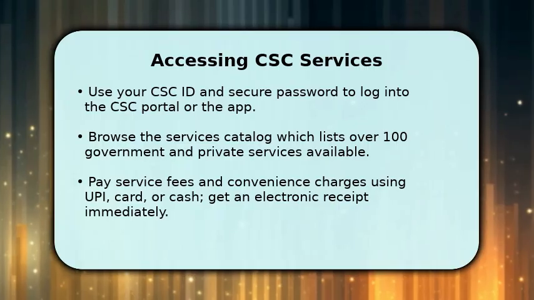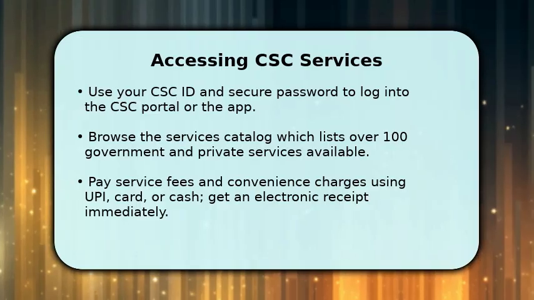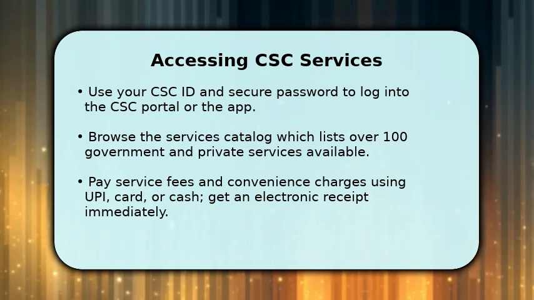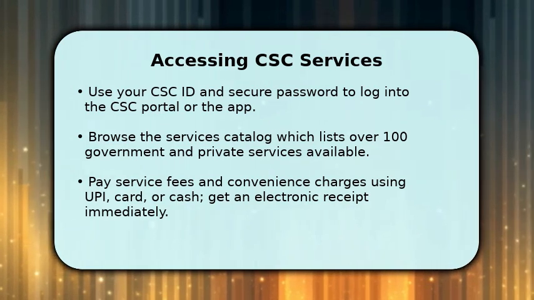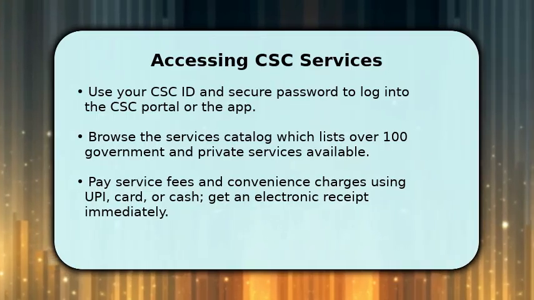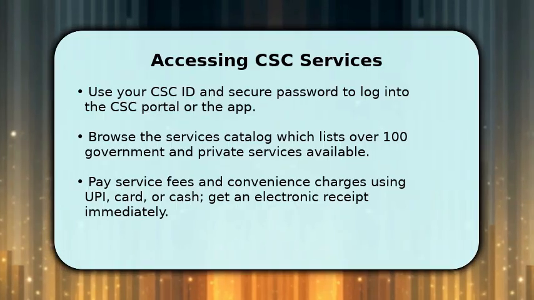Collect required supporting documents physically or upload digital copies when the service allows uploads. Pay service fees and convenience charges using UPI, card, or cash. Get an electronic receipt immediately. Download or print the transaction receipt and the issued certificate within 30 days for your records.